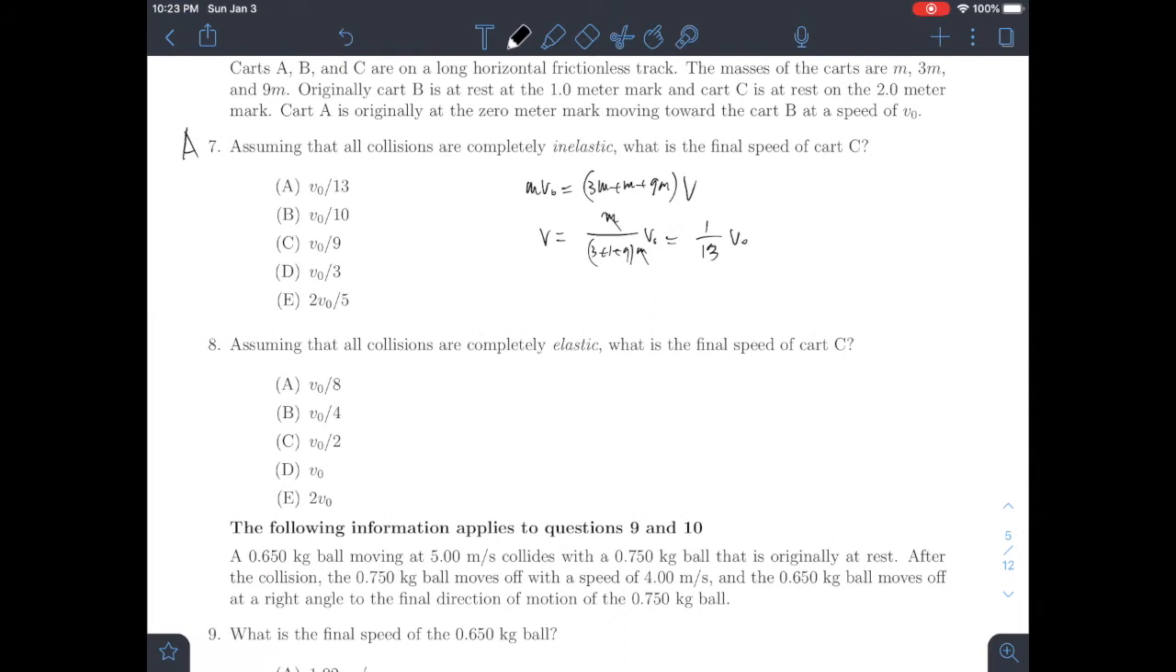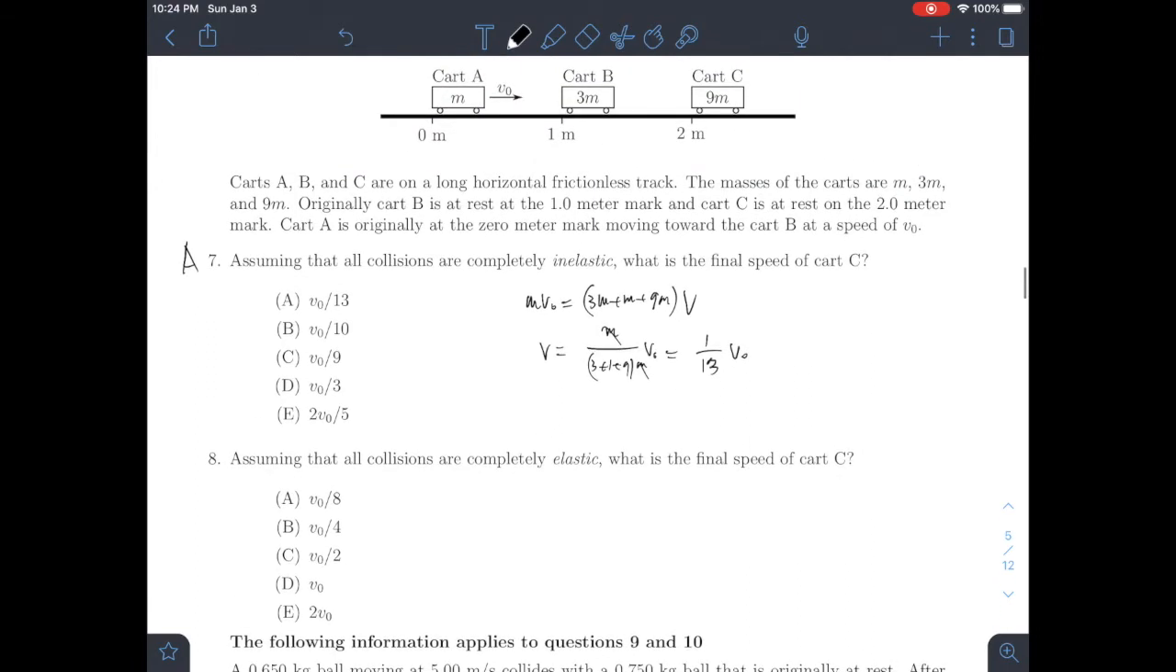Question number 8. Assuming that all collisions are perfectly elastic, what is the final speed of car C? Well, before it was inelastic, now it's elastic. So we need to consider two separate collisions. In order to calculate the elastic collision, we know the energy and the momentum are both conserved. So first, momentum is conserved: mv0 equals mv1 plus 3m v2, where v1 is the final velocity of m and v2 is the final velocity of the 3m.